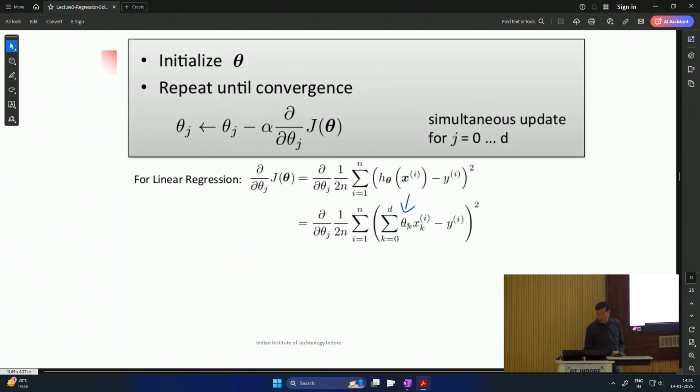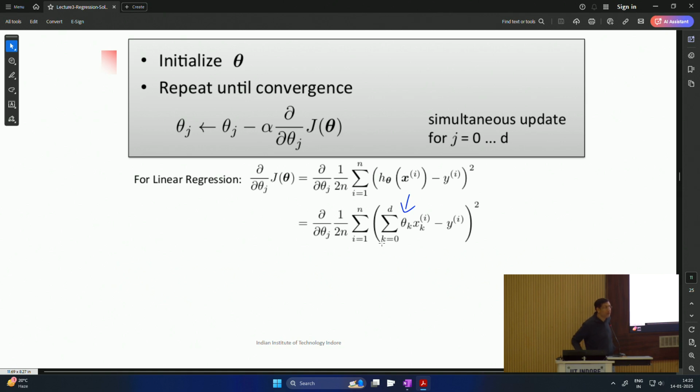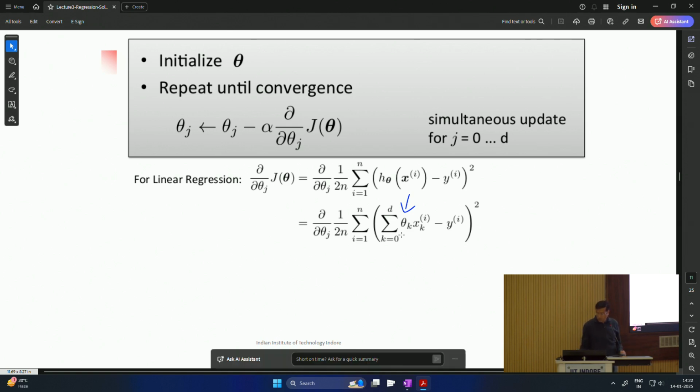So what is h theta? It is nothing but theta naught x naught, theta 1 x1, theta 2 x2, till theta d xd for the ith point, which is the superscript. We substituted this. Everybody with me? Now when I do the partial of this, what will I get? If I take this theta j and do the derivative of this, what will I get? First thing is this 2 will come in front, and then you will take the derivative of the inside, right? dx squared over dx would be 2x, right? So it will be 2 and then the derivative of the inside function. So we'll write that down.